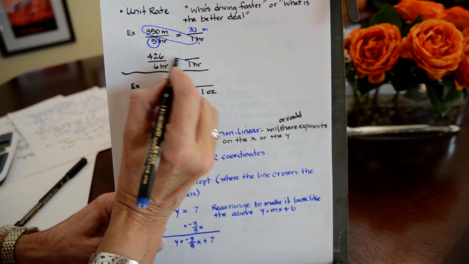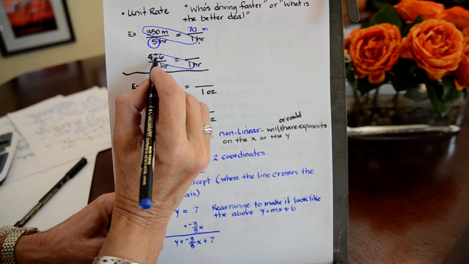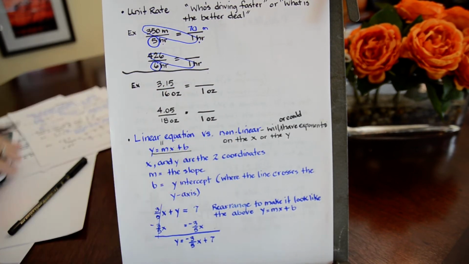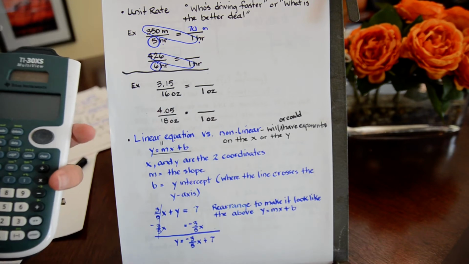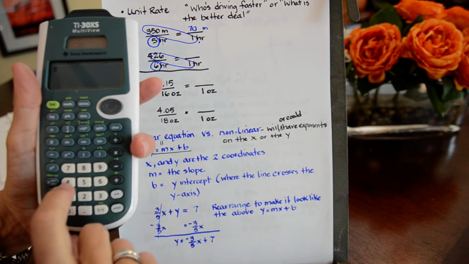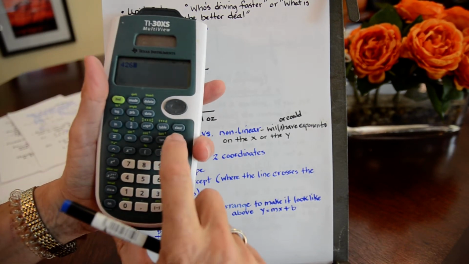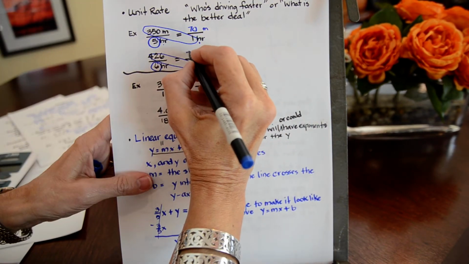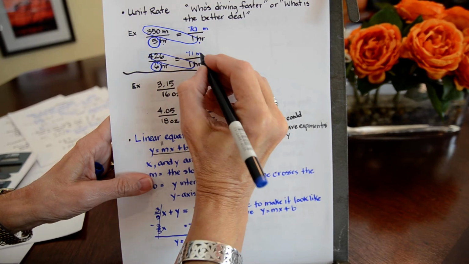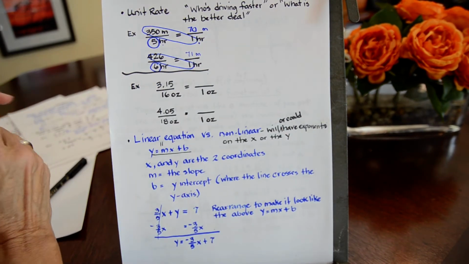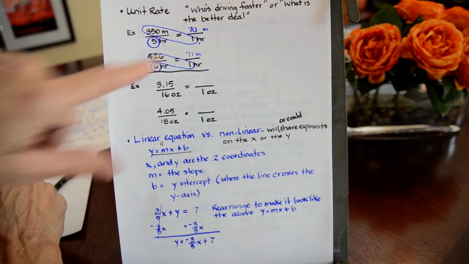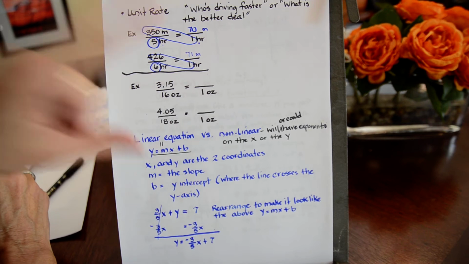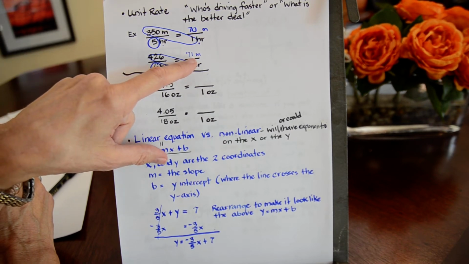So now we want to do the same thing here. 426 times 1 divided by 6. I've already done this, but I'll just show you if you have your calculator. 426 divided by 6 equals 71. So this person has gone 71 miles per hour. And then the question is, who's driving faster? Well, this person who went 426 miles went faster by just 1 mile an hour.